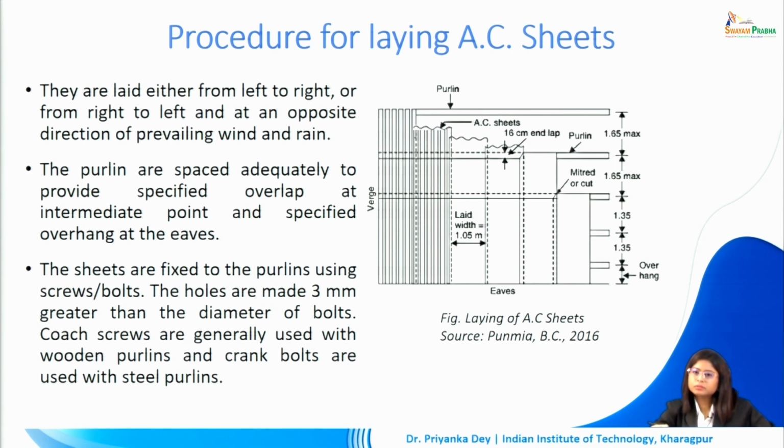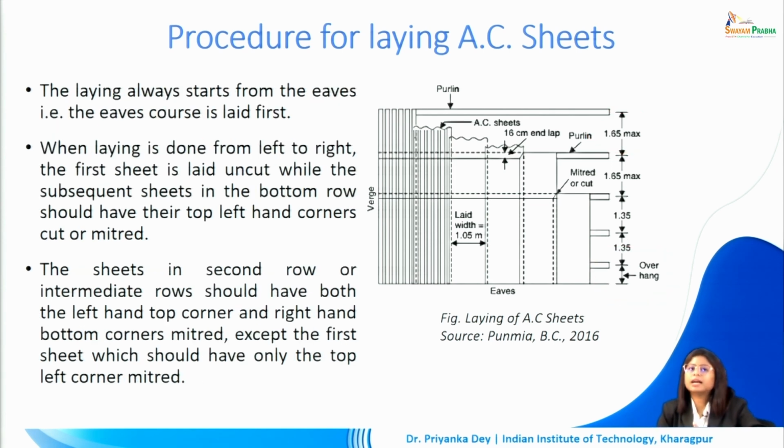Specific spacing of the purlins is required. Maximum 1.6 can be provided, and as we gradually move towards the eaves, there has to be a certain overhang. The laying always starts from the eaves. The eaves course is laid first.